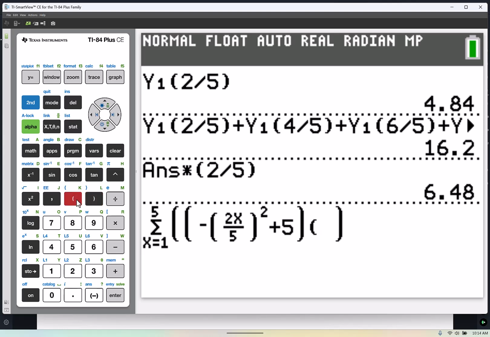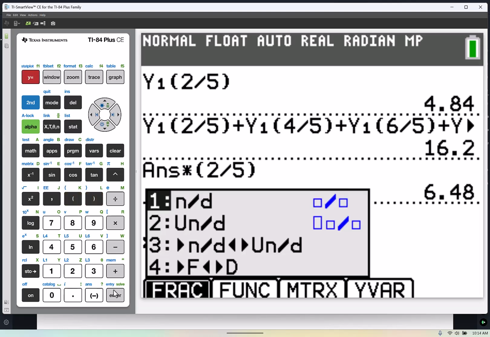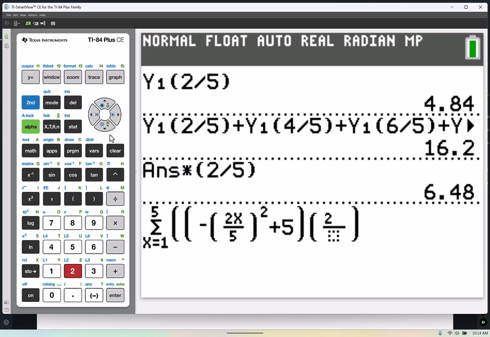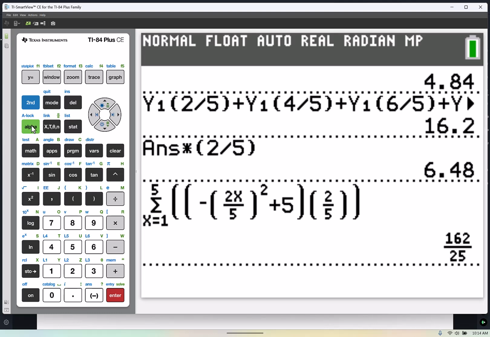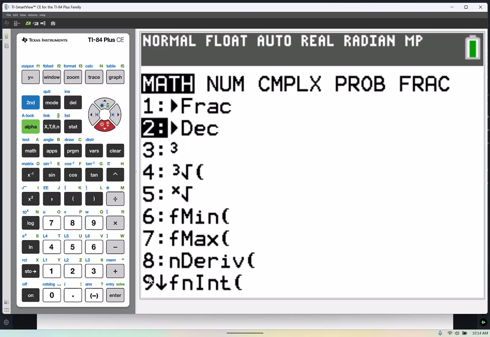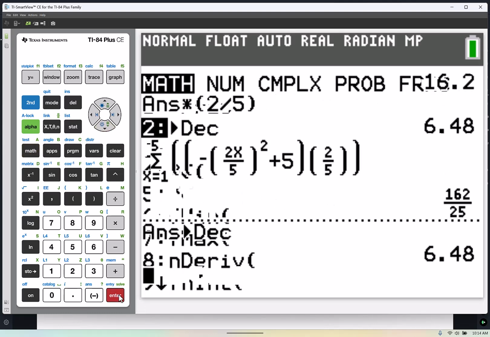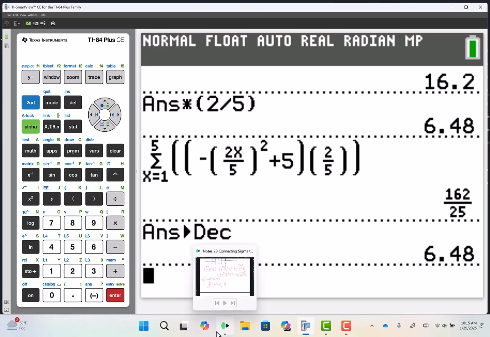Open parenthesis, and then 2/5. Let's see. Okay, let's see if that is really that same number. Decimal. There it is, guys. We got it. All right. Yeah, practice.